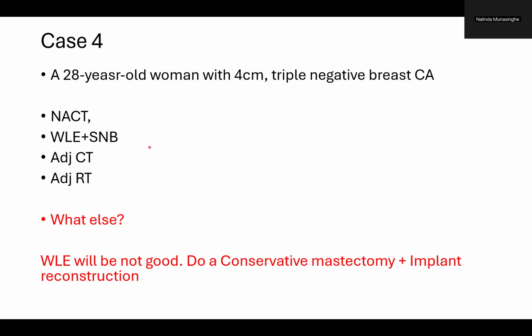So in that case, if the genes are positive, wide local excision will not be a good option, but do a conservative mastectomy with implant reconstruction. Because these are young women who sometimes are unmarried, you can't do an autologous breast reconstruction because you can't take their tummy tissues. We preserve that for a future pregnancy, so we can do an implant breast reconstruction. But for patients who have completed their families, we can do autologous reconstruction with abdominal flaps or back muscle flaps.